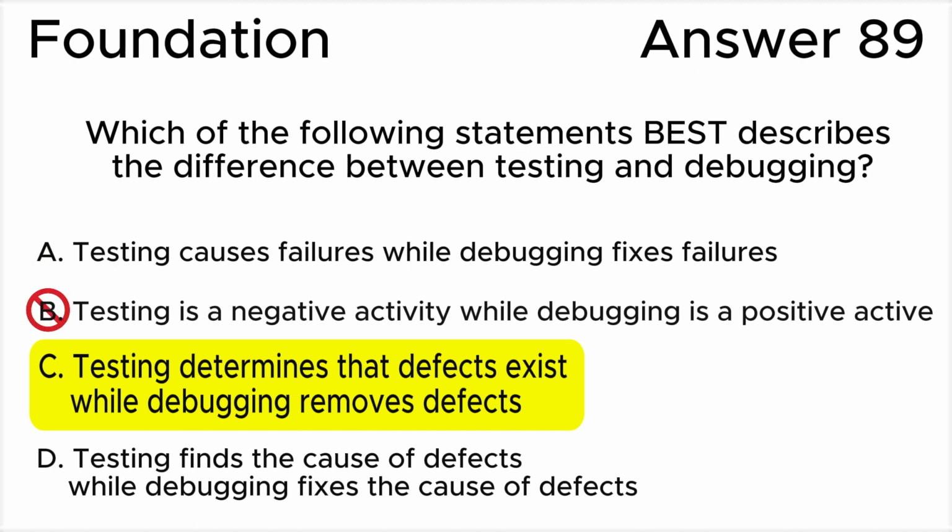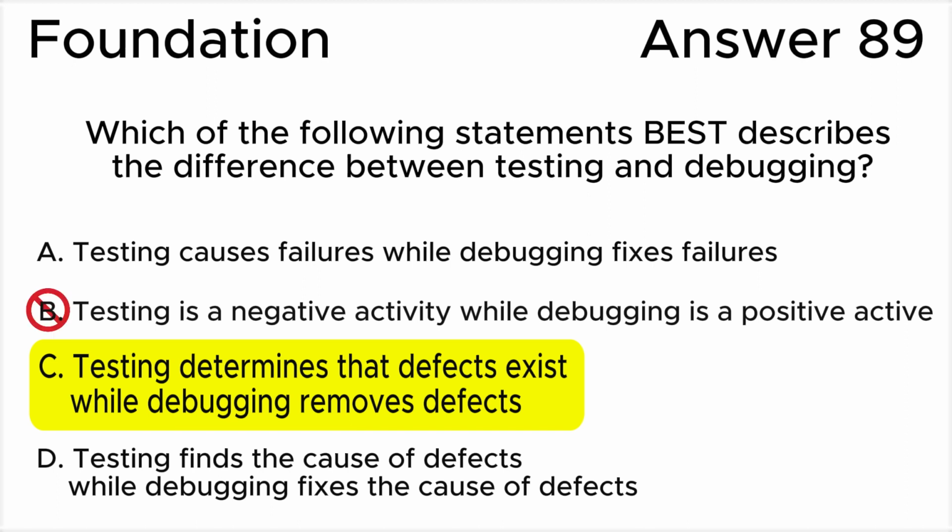Answer B is invalid because both testing and debugging contribute to improving the quality of the test object. So they should really both be considered positively. Debugging is generally considered to be a positive activity as it is fixing something. Dynamic testing does involve intentionally causing the test object to fail, which is why some people consider it a negative activity. But that is a very narrow view, and not one typically held by testers.